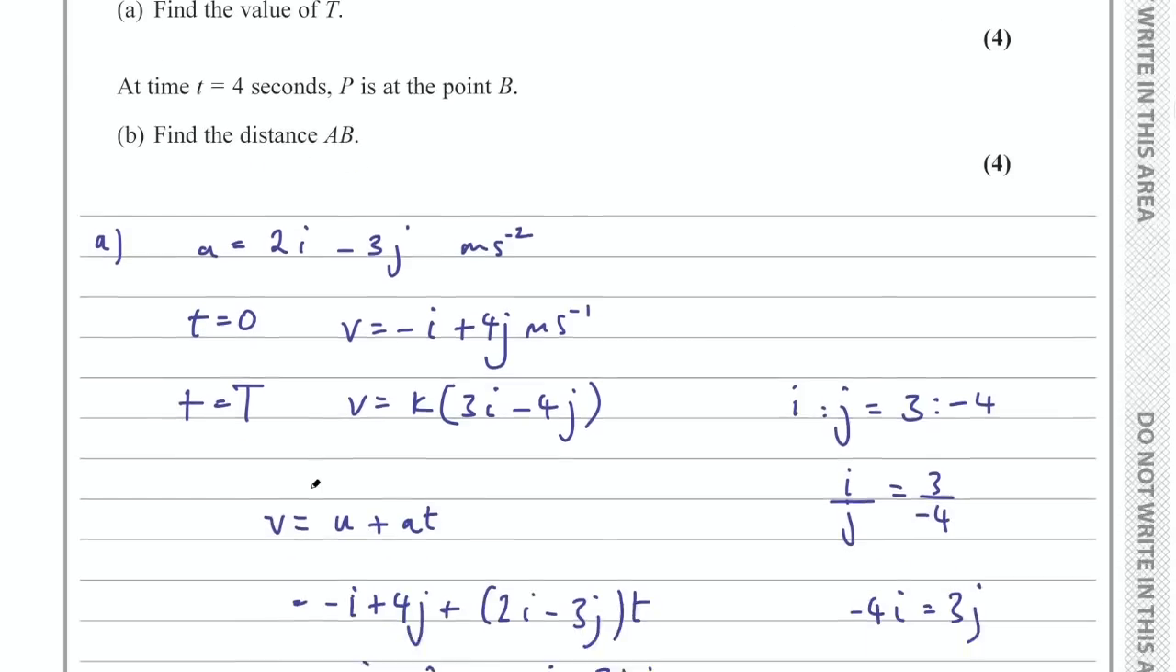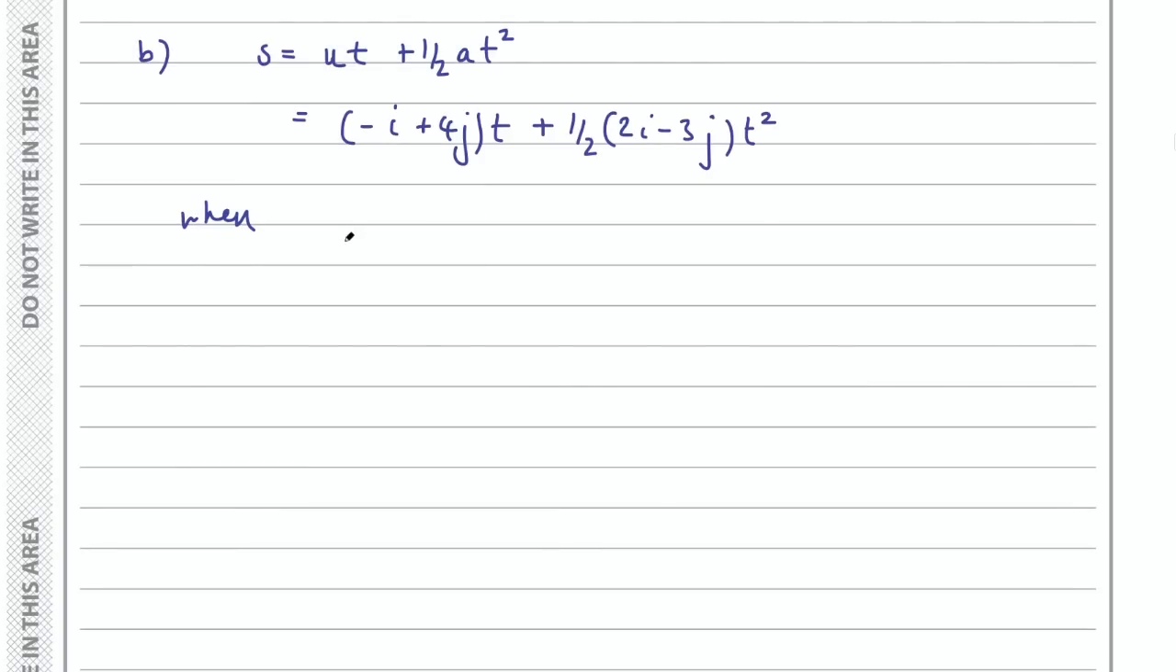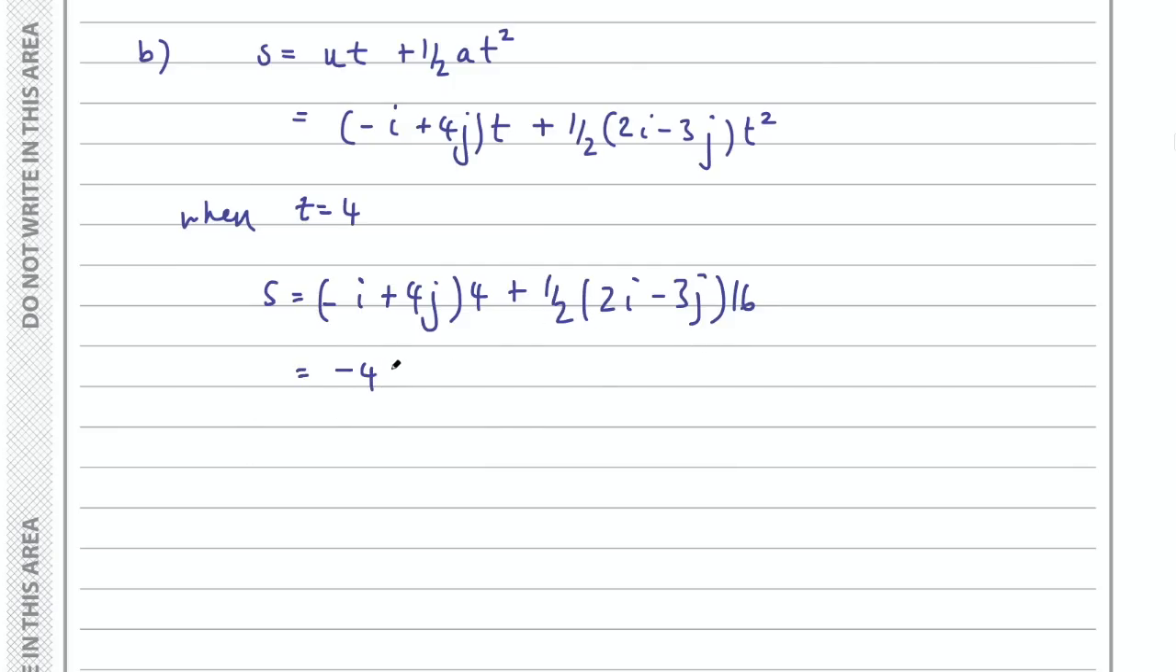And we are looking for the position when t equals 4 seconds, so plugging that in, when t equals 4, we would have s equal to, well, let's just write it out and then expand, so this will be multiplied by 4 plus a half, all of this multiplied by 4 squared, which is 16, and then we would have negative 4i plus 16j.